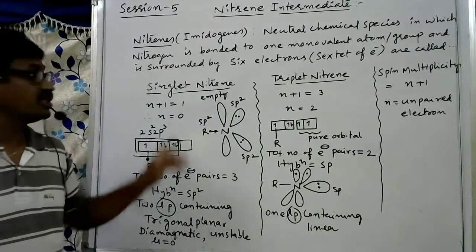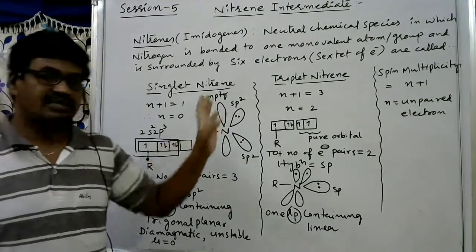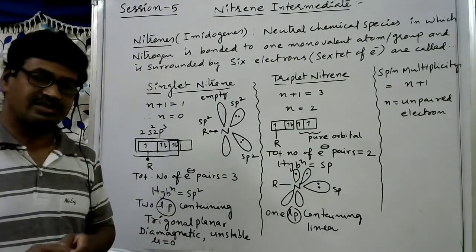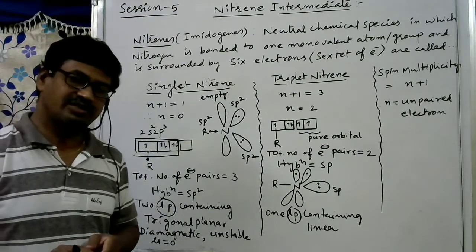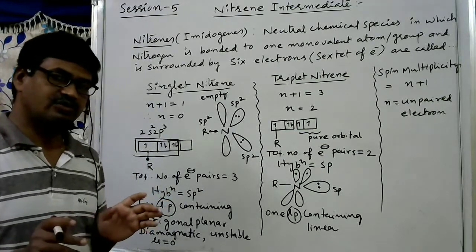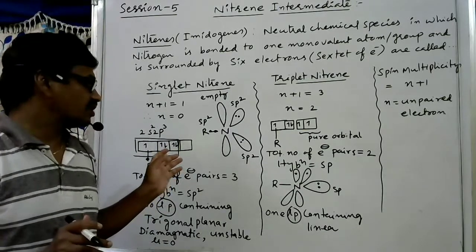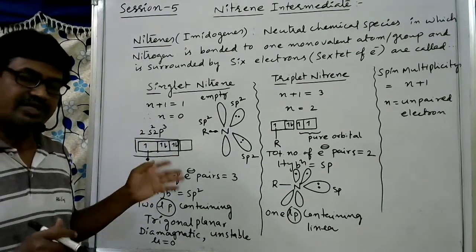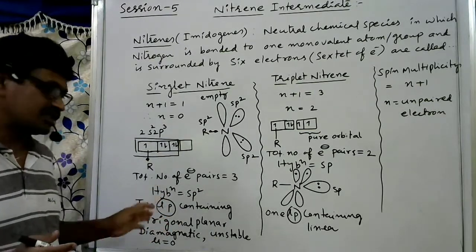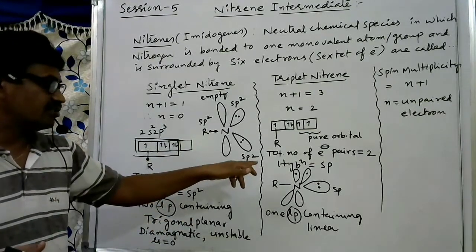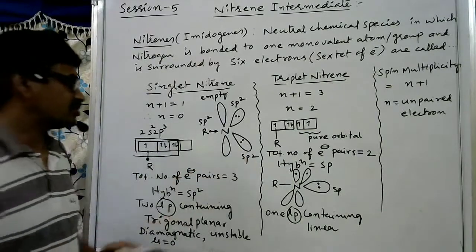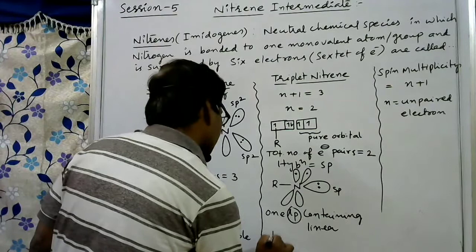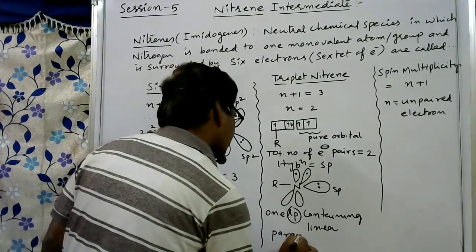This is about singlet nitrene and also triplet nitrene. In the last session we discussed carbene, singlet carbene and triplet carbene. There also I gave a very clear explanation of how to write the structure and shape, and which is stable, which is unstable, and why. All those things I gave in the same way here also. So for stability and magnetic property here, because of the presence of these two unpaired electrons, this is paramagnetic.